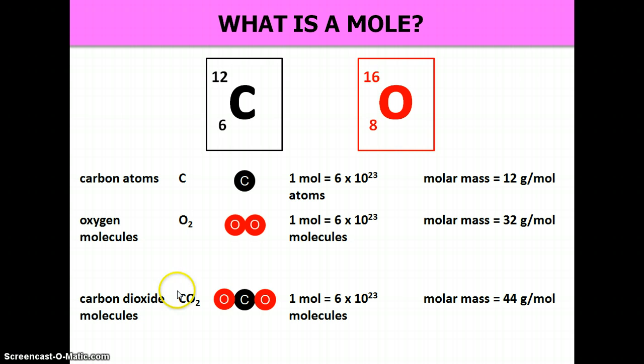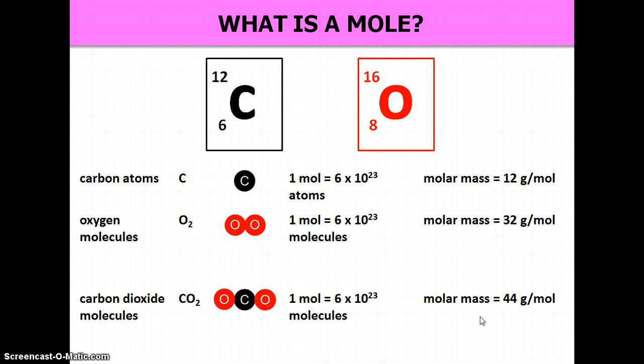Similarly, if we take a compound, carbon dioxide's got 1 carbon in it and 2 oxygens. Again, 1 mole of carbon dioxide molecules is 6 times 10 to the 23 molecules. But its molar mass is 12 for the carbon, plus 2 lots of 16 for the 2 oxygens, which comes to 44 grams per mole. That 1 mole of carbon dioxide molecules, or 6 times 10 to the 23 carbon dioxide molecules, would weigh 44 grams.